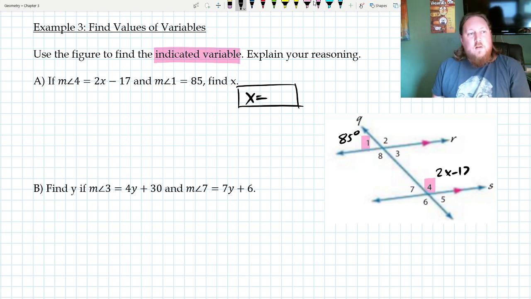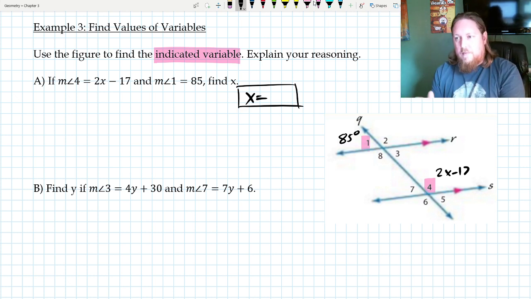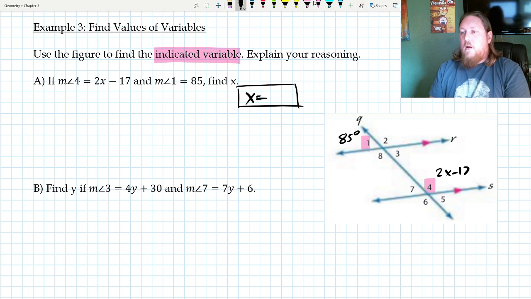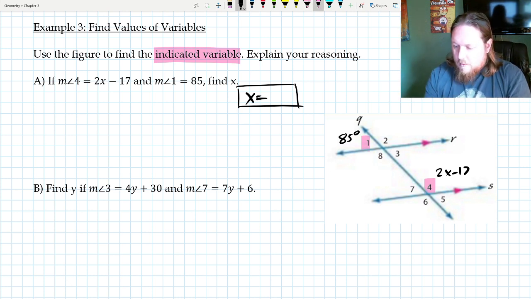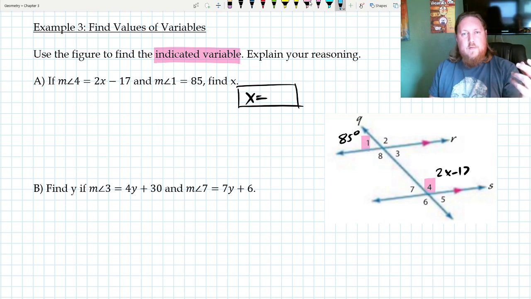Now, looking at these two angles, there is no direct relationship. They're on alternate sides, and one's on the interior and one's on the exterior. We don't have a name for that. So we're going to have to make some sort of transitive property leap of logic. Now, let's think about angle 1. What does angle 1 correspond to? It's on the top left of this picture. Angle 7 is on the top left of the bottom part of the intersection.